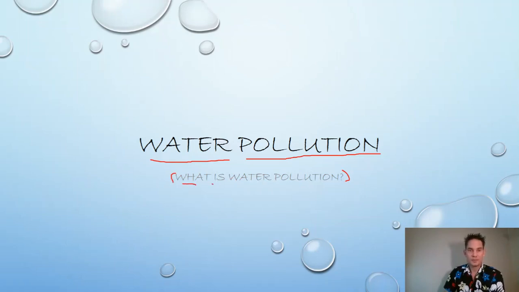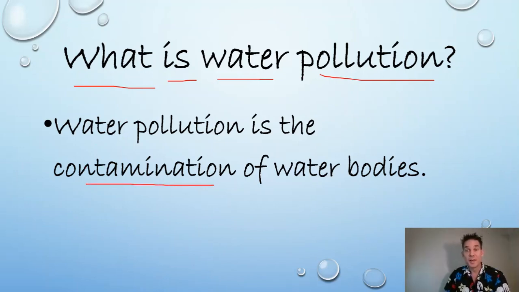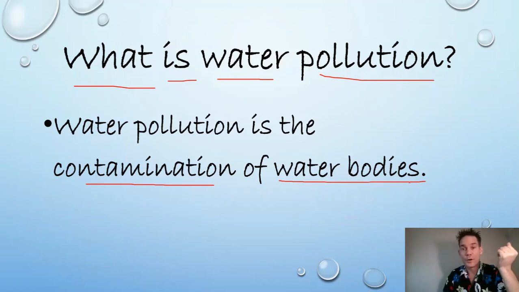What is water pollution? What is this stuff that I'm talking about? Well, let's go have a look. What is water pollution? Well, water pollution is the contamination. Contamination is the dirt or bad chemicals inside of water bodies. That's a new one. Water bodies. All right, so we got dirt and chemicals inside of our water bodies.